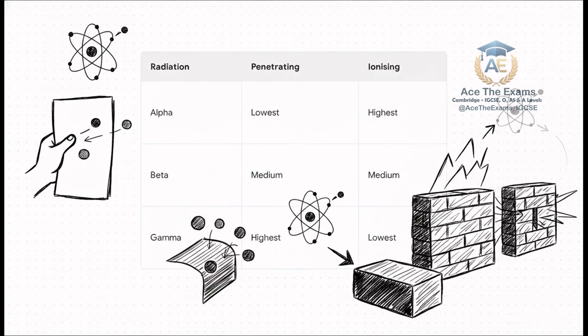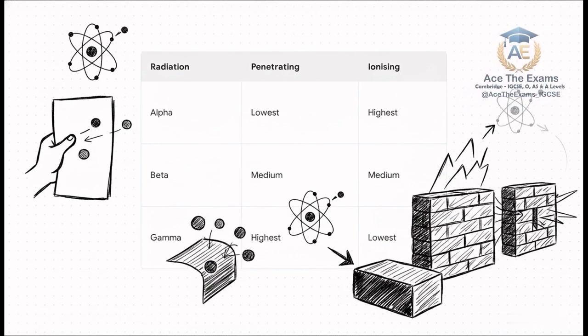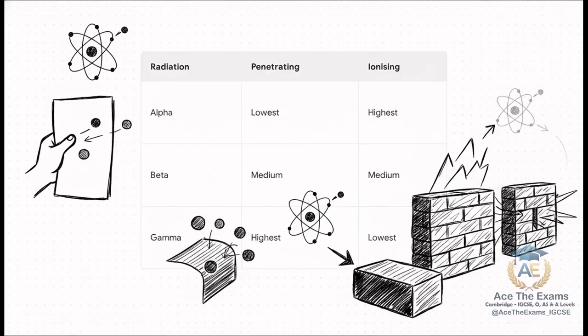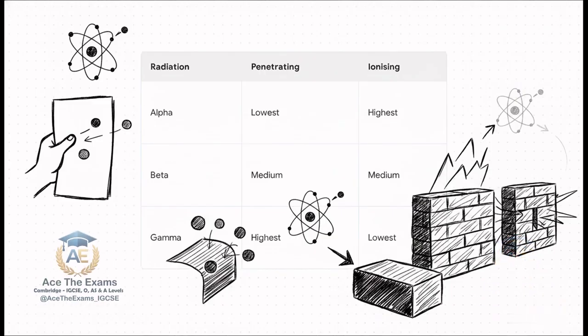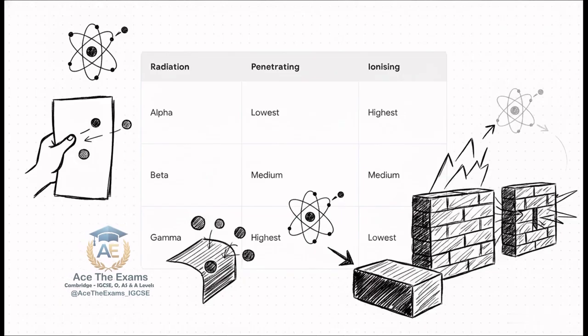Notice the really fascinating trade-off here on the chart. Alpha particles have incredibly high ionizing power, meaning they easily strip electrons from other atoms, but because they interact so heavily with everything around them, their penetrating power is actually the lowest. They can literally be stopped by a piece of paper. Gamma radiation is the exact opposite. It has the lowest ionizing power, but the highest penetrating power, requiring thick slabs of lead just to block it. And beta particles? They sit right in the medium for both.